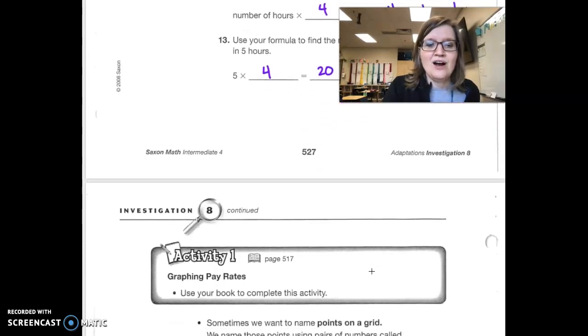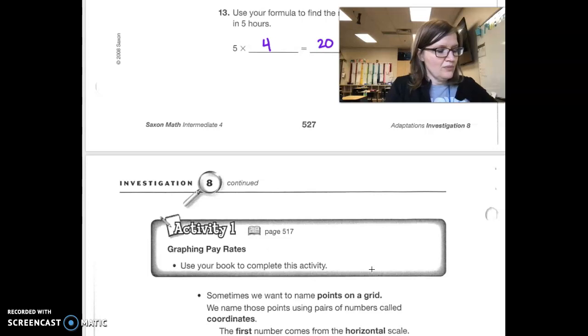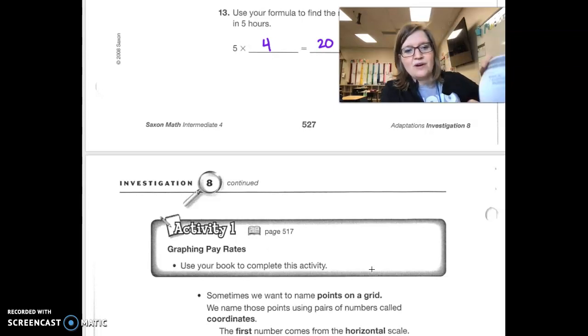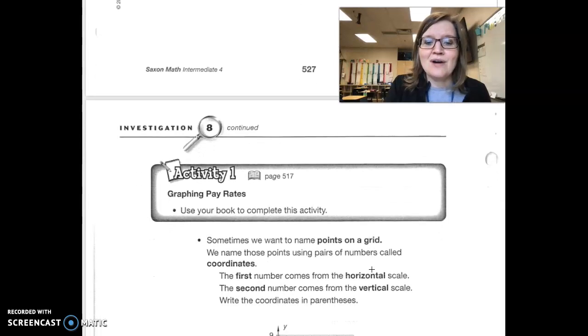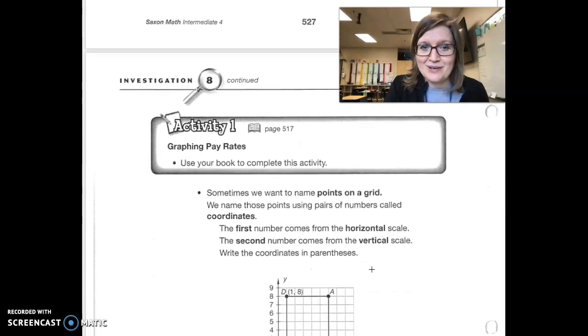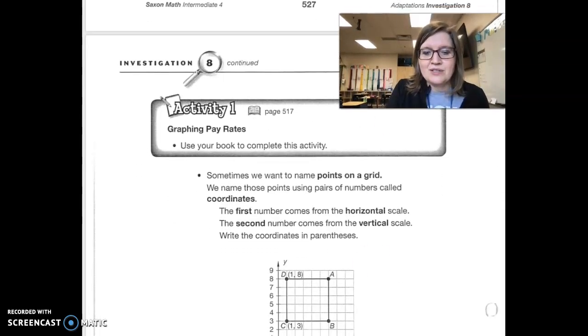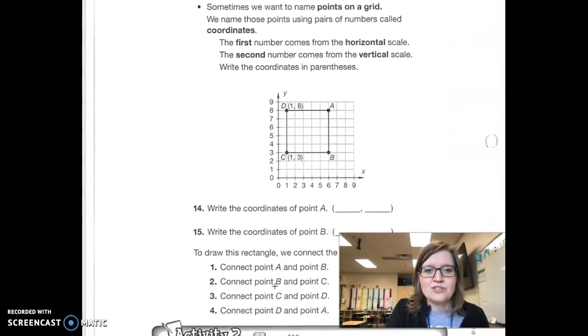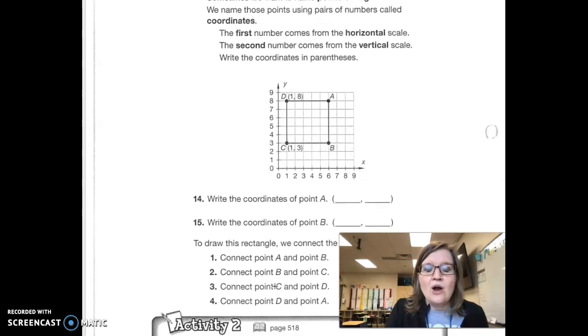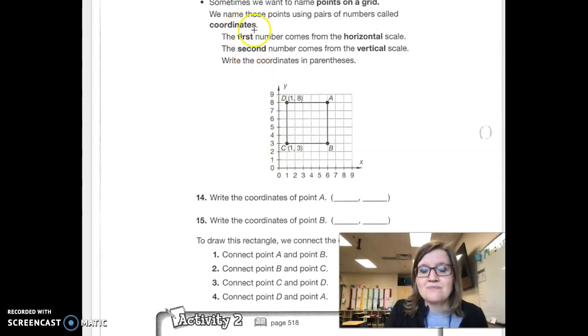Now, moving along, turning my page, and hopefully you are turning yours. Our last page of our investigation involves finding some points on a grid. And I'm going to move myself down over here, and I'm going to scroll my grid up so you can see. Okay, when we have points on a grid and we have numbers, we call these coordinates.